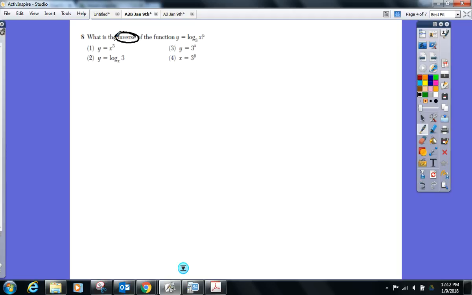Inverse. Switch your X and your Y's. Okay? So can you rewrite this for me with the X and the Y switched?